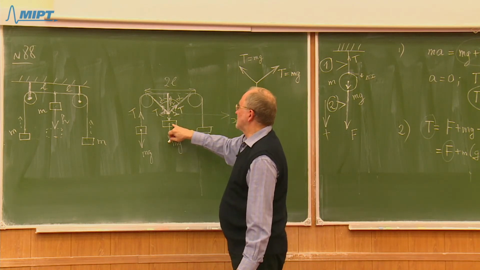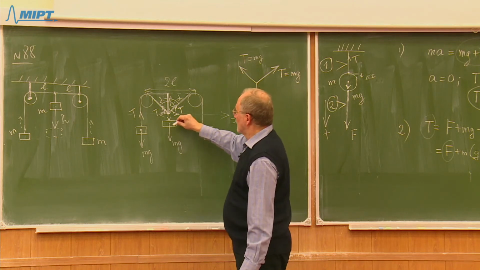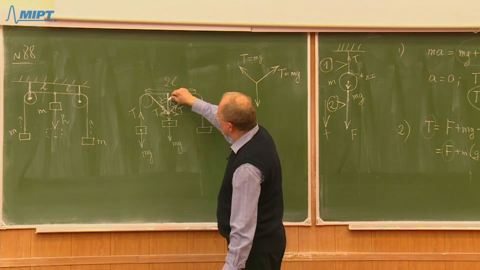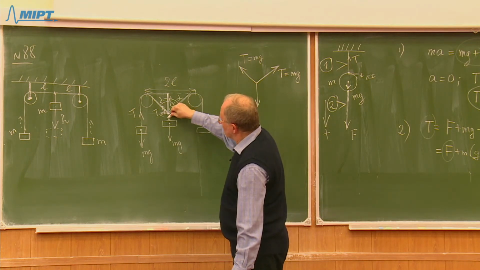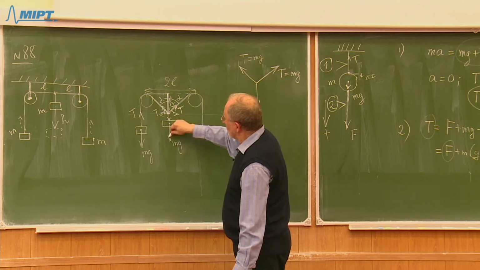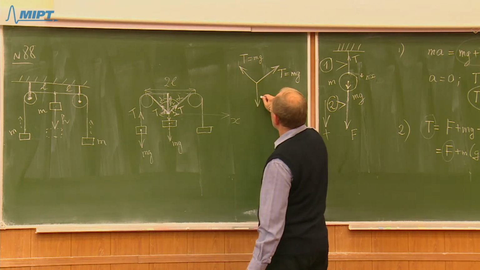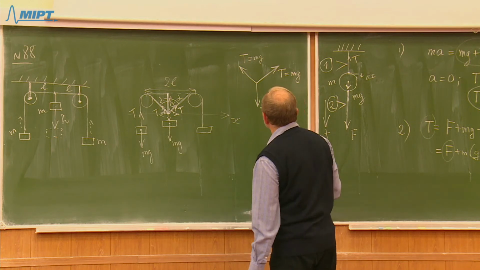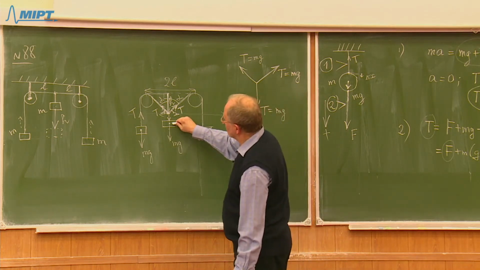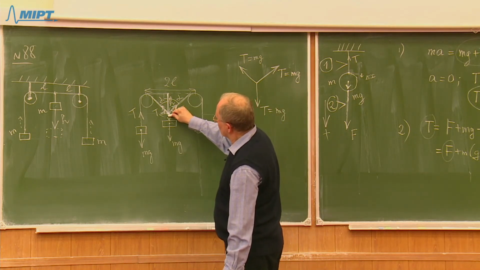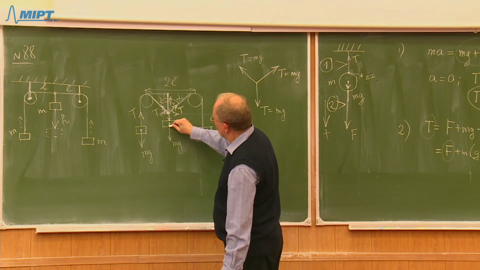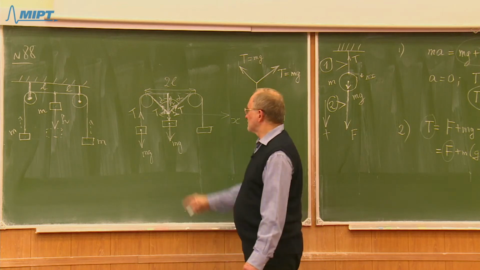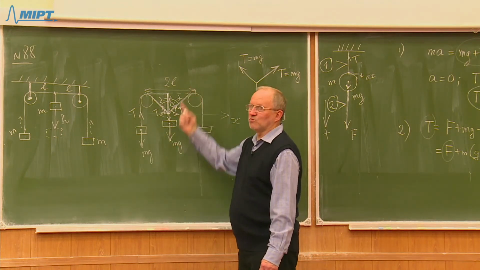And as this weight is at rest, the force pulling it downward and the force pulling it upward, that is the tension force in the upper string, must also be equal. So this force is also T, and it also equals mg, because this weight is at rest, so the tension force in the upper string must be equal to the gravity pull. Otherwise, this body will move either upward or downward.